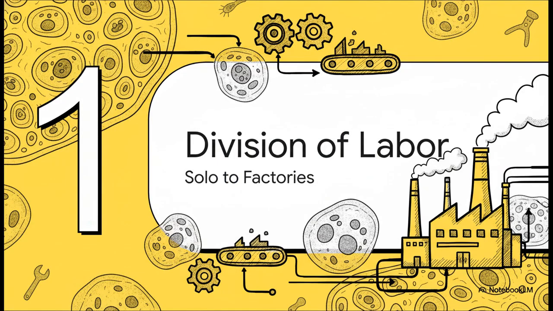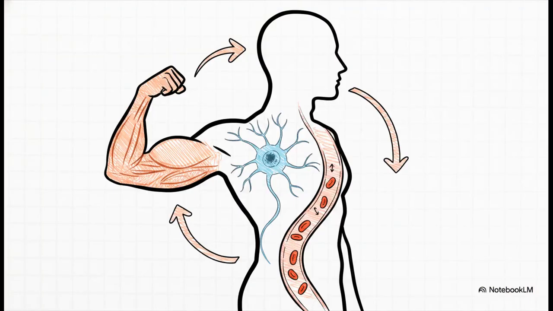The division of labor. From solo workers to massive factories. I want you to think of a multicellular organism not just as a single entity, but as a massive, highly efficient factory. In this biological factory, life is driven by what we call a division of labor, where specialized departments handle specific tasks. Think about it. If every single cell tried to digest food, pump blood, and flex a muscle all at the exact same time, it would be total chaos.